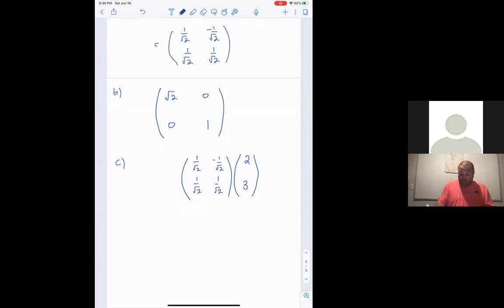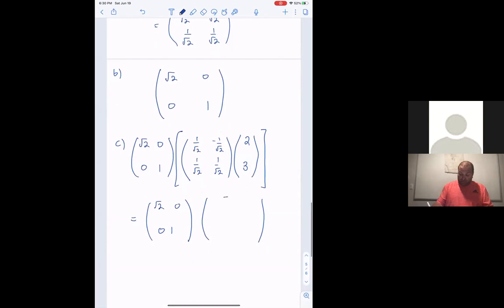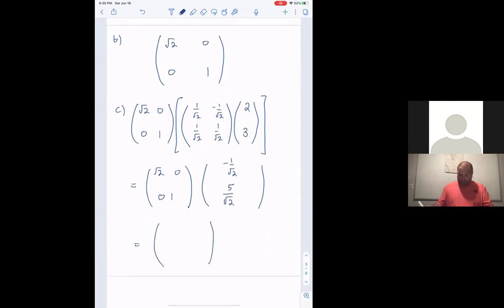And then don't forget, after I get that answer, it says apply a horizontal stretch of scale factor the square root of 2, which is just that. And this is just straight up matrix multiplication. So I'm going to first do the last two. 1 over root 2 times 2 minus 1 over root 2 times 3 is negative 1 over root 2. And then 2 over root 2 plus 3 over root 2 is 5 over root 2. And then I can do these as well. And I get negative 1, comma, 5 over the square root of 2.